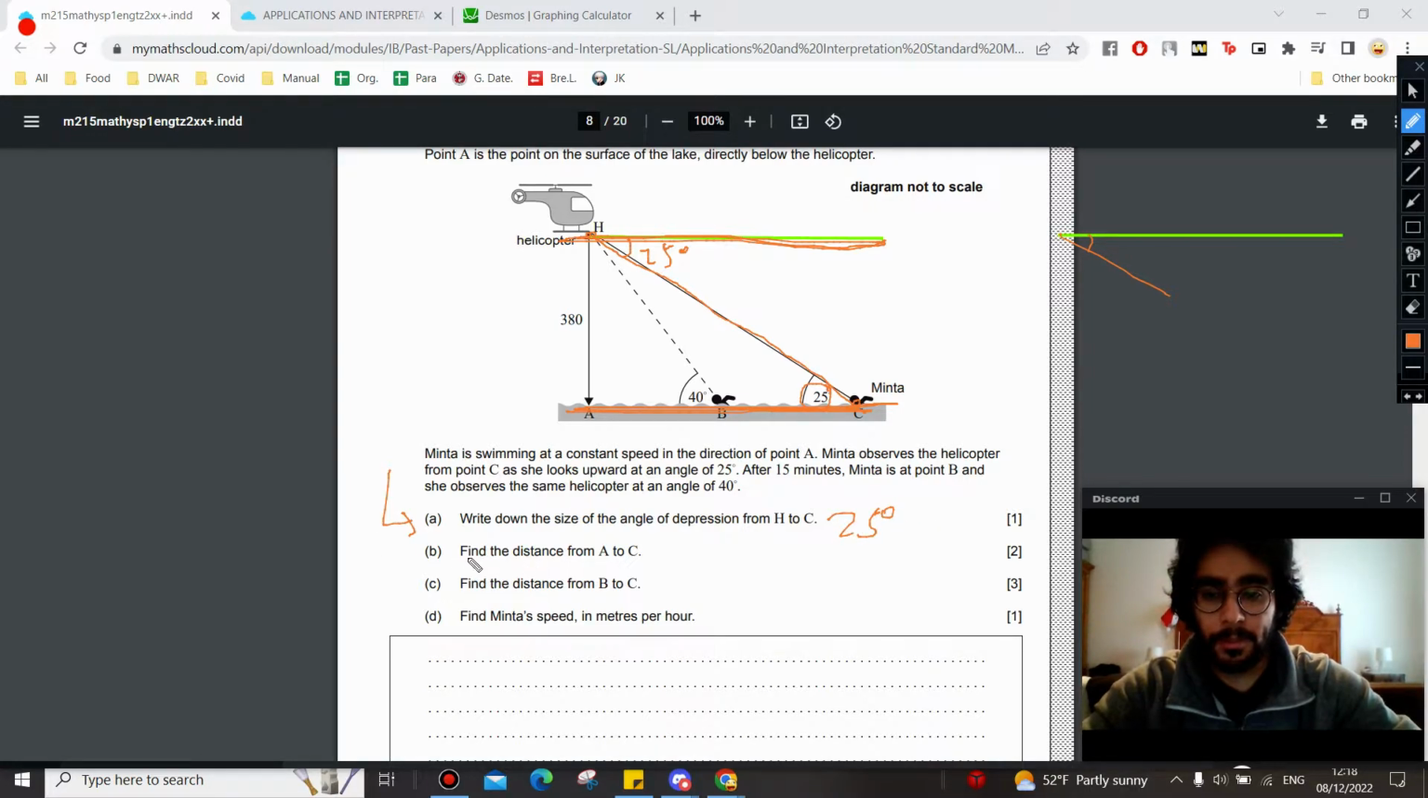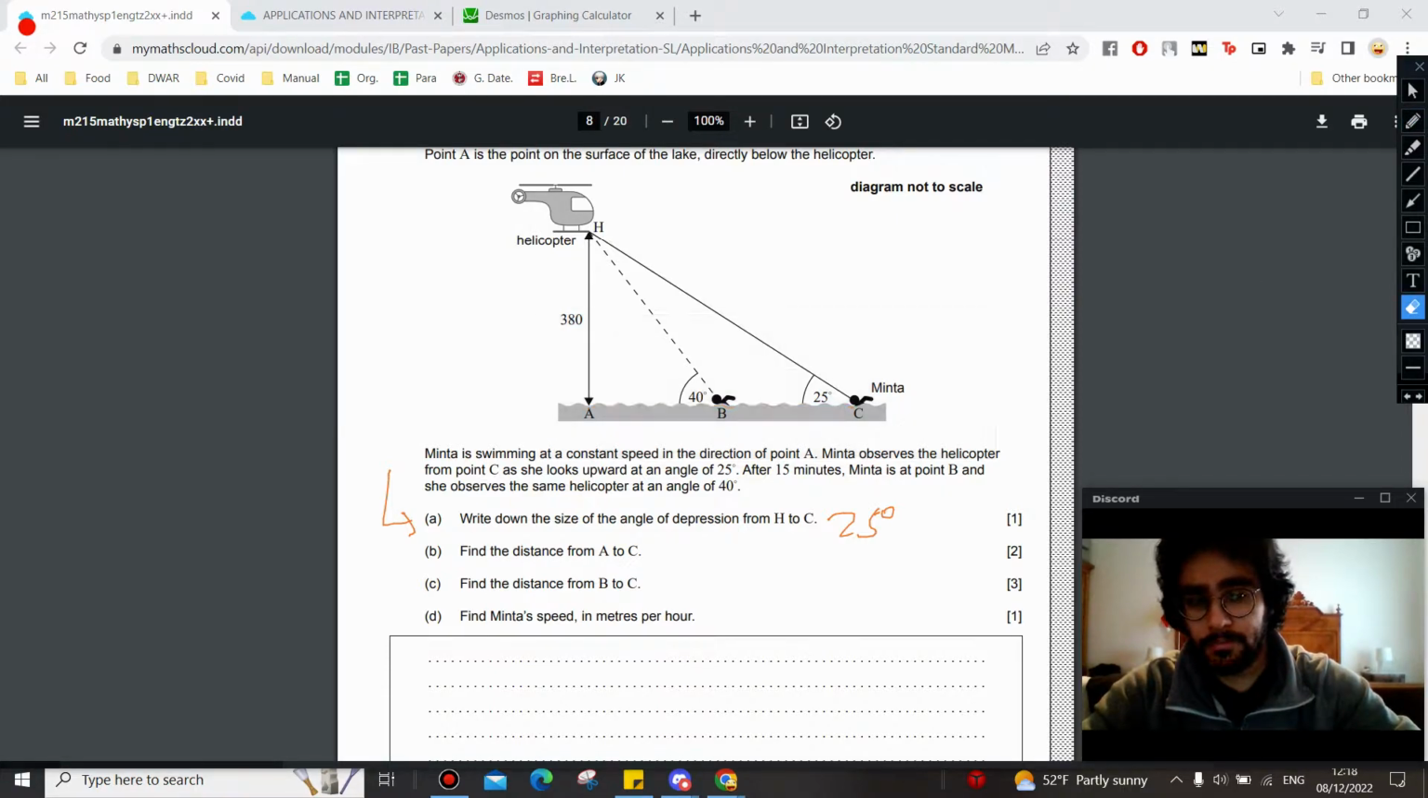Okay, question B, find the distance from A to C. Let's see, from A to C. Well, how can we find it? Well, there are many ways, to be honest. I'm not so sure, but the thing that comes to my mind right away is to find the angles and to use the sine rule. Well, this angle here is 90. We have 90, 40, so this should be 50. That's fine. If you look at the bigger triangle now, we have 90, 25, which means this whole angle here will be 65. But we have already 15, so this little one should be 15.